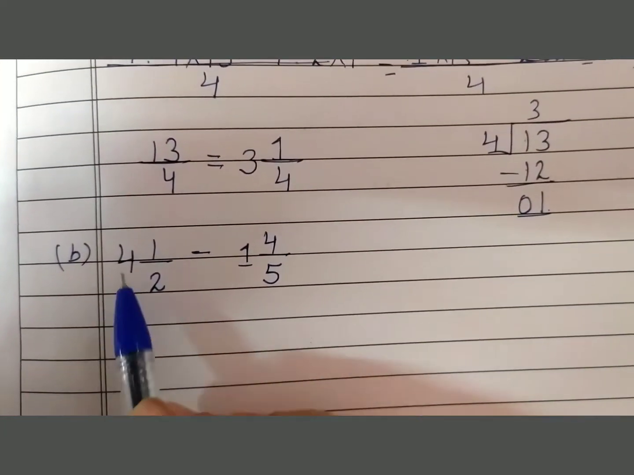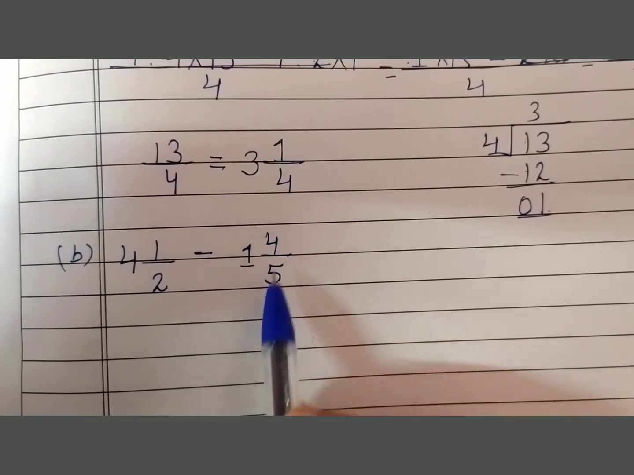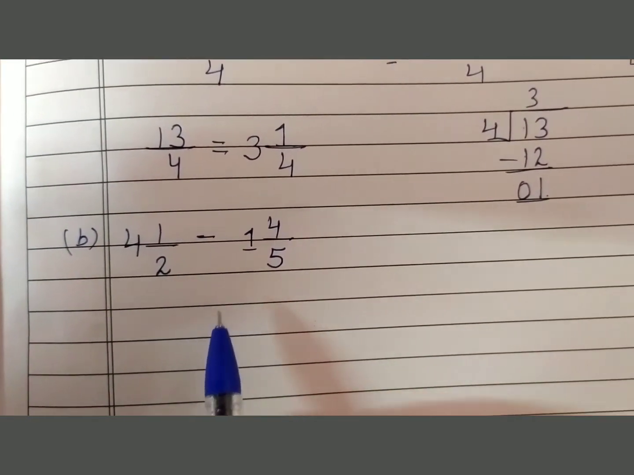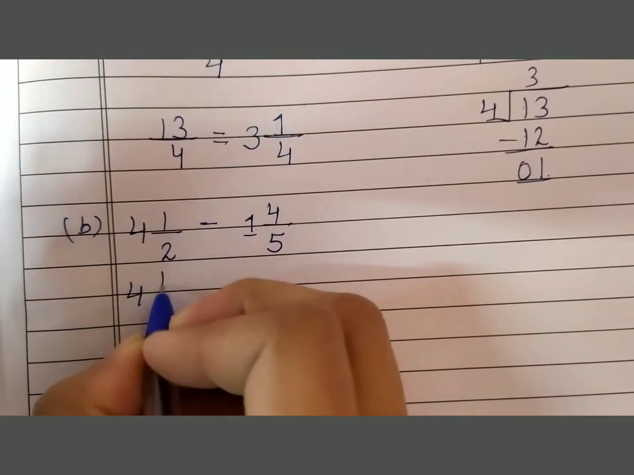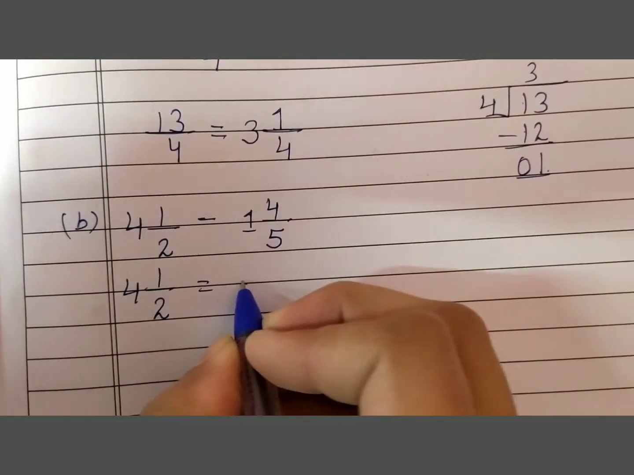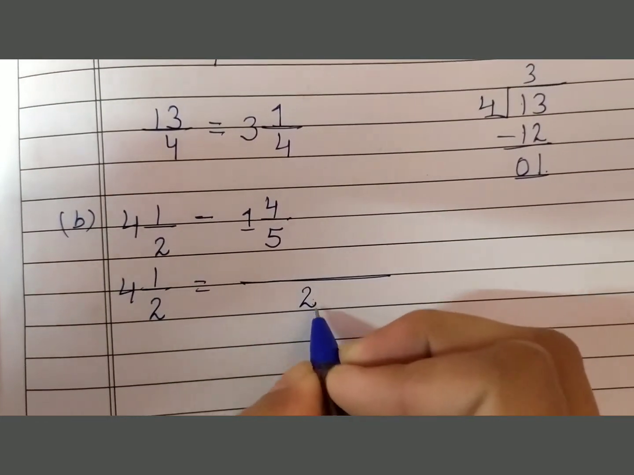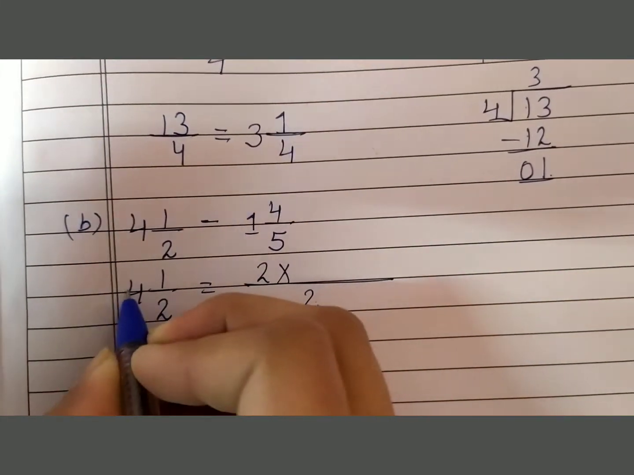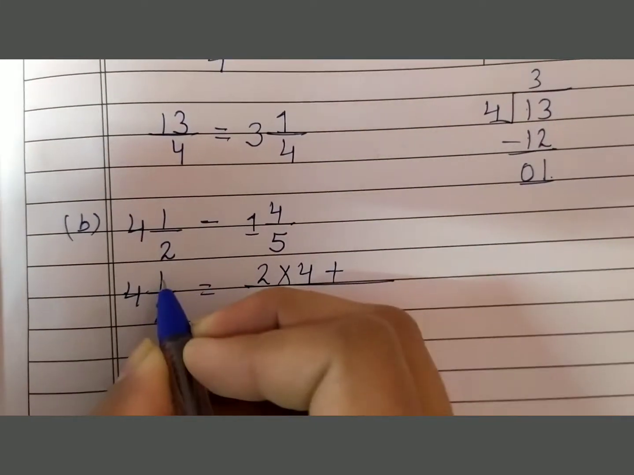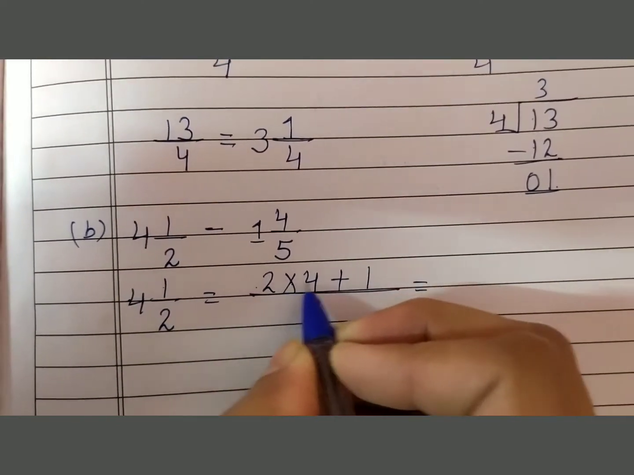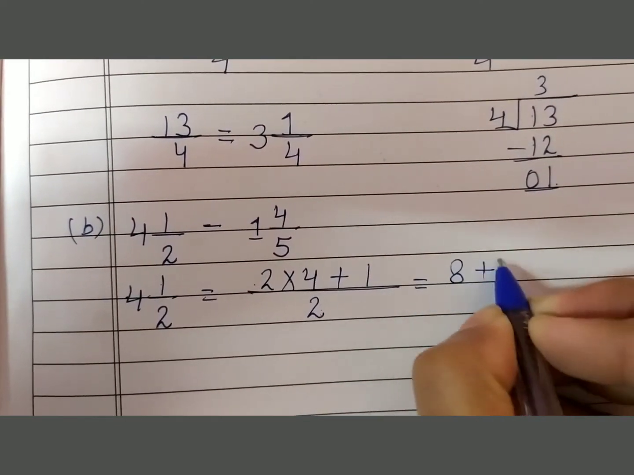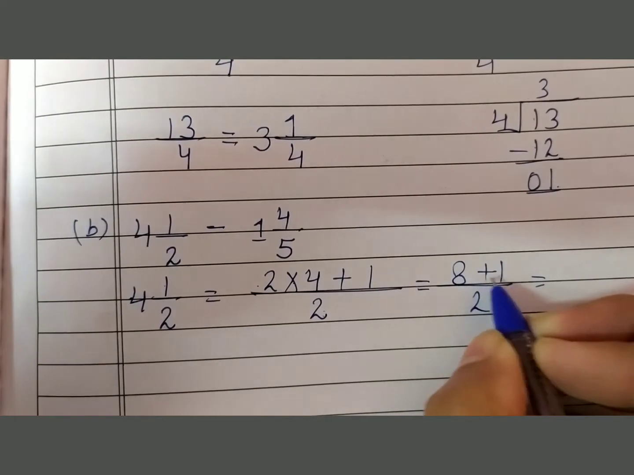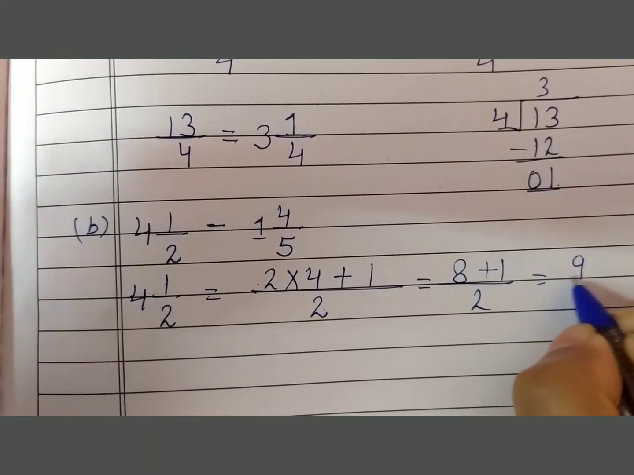Next is 4 1 upon 2 minus 1 4 upon 5. Firstly change into improper fraction. 4 1 upon 2. Write 2 in the denominator. In the numerator, 2 multiply 4. Add 1. 2 multiply 4, 8 plus 1 upon 2. 8 plus 1, 9 upon 2.